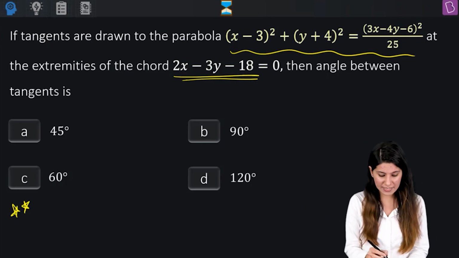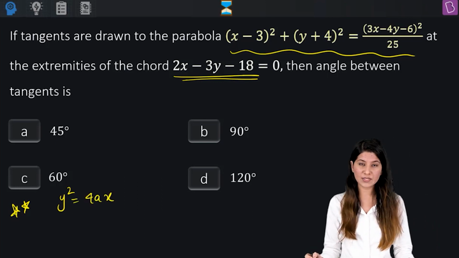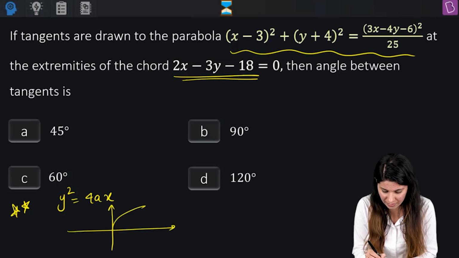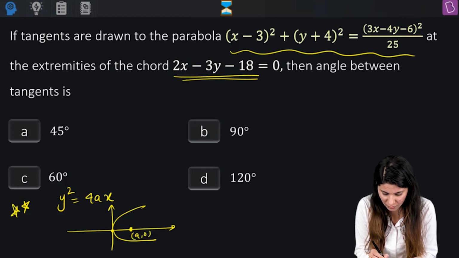Let me explain that concept with the help of this standard parabola, y square is equal to 4ax. This is a rightward opening parabola. This is the focus (a, 0), the vertex is (0, 0), and we have a directrix x equals minus a.